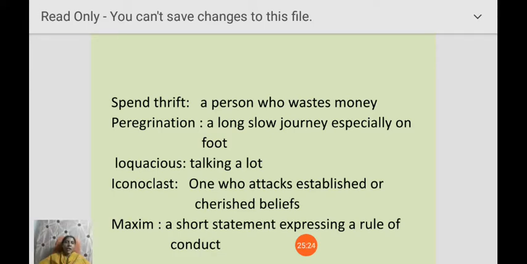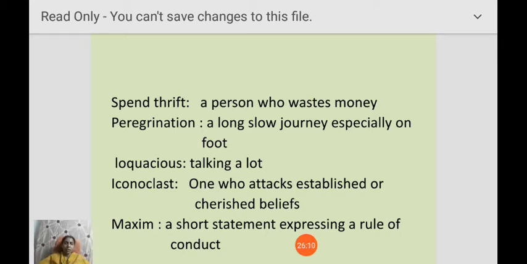Maxim: a short statement expressing a rule of conduct. So it is a very brief statement, very short, and it expresses a rule of conduct. Now remember the lesson Polonius's advice to his son. In that lesson, there is a list of maxims. You remember the maxims: neither a borrower nor a lender be. Loan oft loses friendship. Like this, there are a lot of maxims in that.